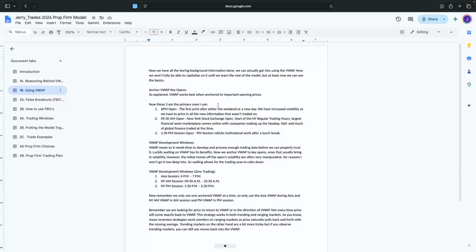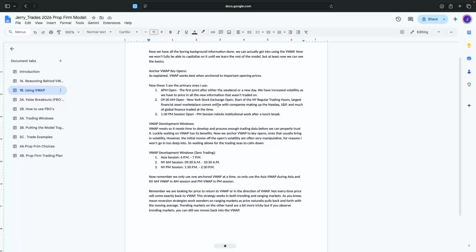So, VWAP development windows. If you don't know, VWAP has to reset, right? VWAP has to develop, right? If you just use VWAP for the first 1 or 2 candles of the day or of the session, it's not going to be very accurate. So for me, I'll wait an hour for VWAP to fully develop, right? This is only a minor sacrifice for more accurate data, in my opinion.